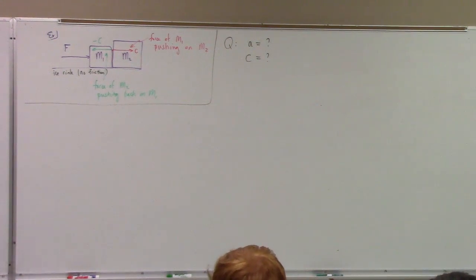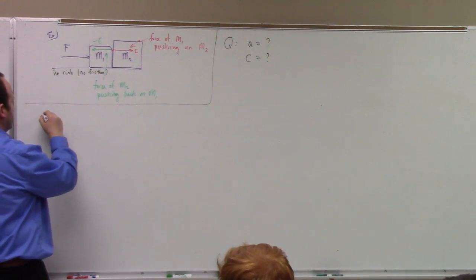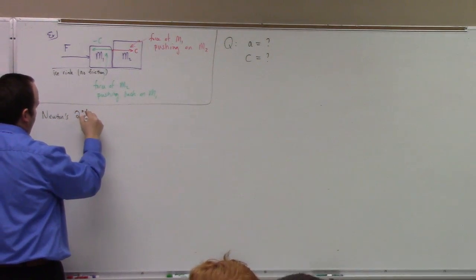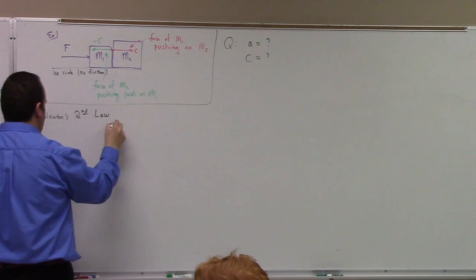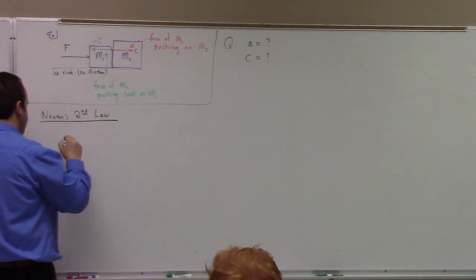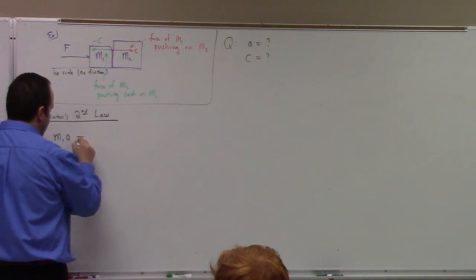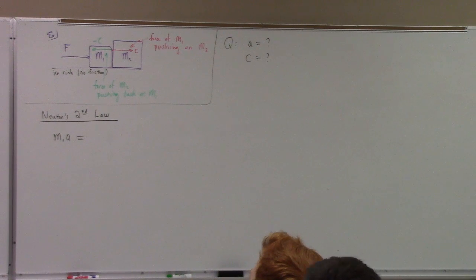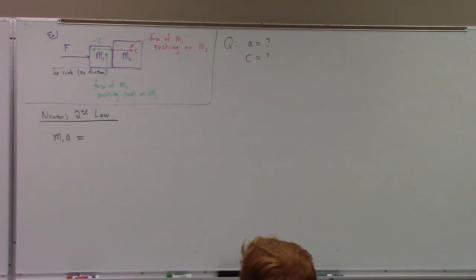Okay. But that said, I can do Newton's second law two times. First time, M1 A is equal to what? By the way, I can neglect vertical stuff right now because there's no friction. What's called the normal force doesn't come into play yet. In a minute or two, I'll redo this problem taking friction into account. All right?